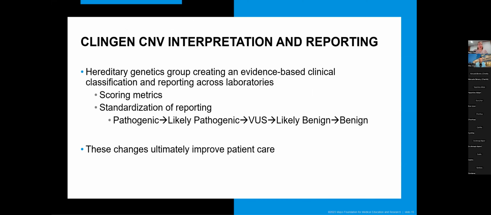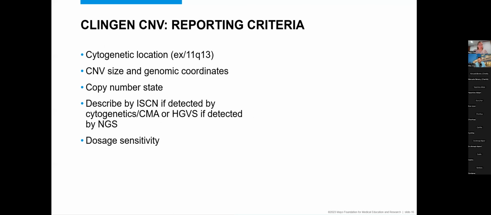As I mentioned before, there is a group at ClinGen that is doing some similar work as well. It's a hereditary genetics group, and they're creating an evidence-based clinical classification for reporting across laboratories for CNVs. So they're creating scoring metrics, standardization of reporting, using the same terms that we use for pathogenicity of SNVs for that group, so pathogenic to benign, and these changes ultimately improve patient care. So this work is ongoing for them.